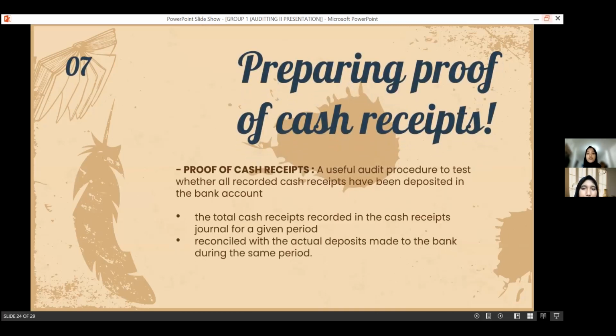Seven is preparing proof of cash receipts. Proof of cash receipts is a useful audit procedure to test whether all recorded cash receipts have been deposited in the bank accounts. In this test, the total cash receipts recorded in the cash receipts journal for a given period, such as a month, are reconciled with actual deposits made to the bank during the same period. A difference in the two may be the result of deposits in transit and other items, but the amount can be reconciled and compared.